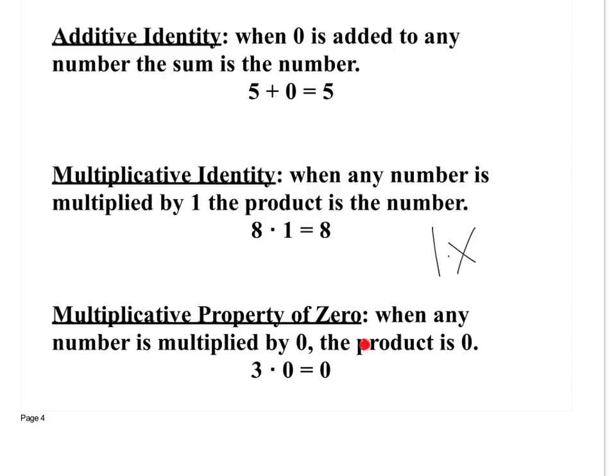And the multiplicative property of 0: when any number is multiplied by 0, the product is 0. And later we'll do homework problems where we have to get rid of something. Well, what's the easiest way of getting rid of it? Multiply it by 0. When you multiply it by 0, you get 0. So if I want to know what this is, I multiply it by 0. Does that make sense? Okay, and that's the multiplicative property of 0.